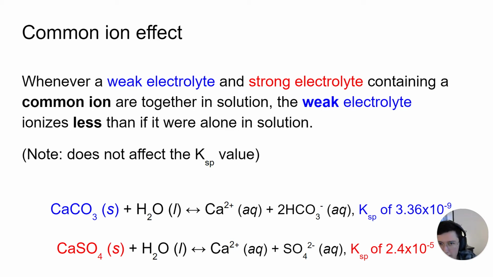And an electrolyte is just any compound that dissolves into ions in water. And so you can see calcite and gypsum here both dissolve into a calcium ion and then some other ion. So for calcite, it is bicarbonate ions, and for gypsum, it's sulfate ions. So we would call gypsum here our strong electrolyte and calcite here our weak electrolyte. And so when we put them in together, we would expect that calcite is going to ionize less.